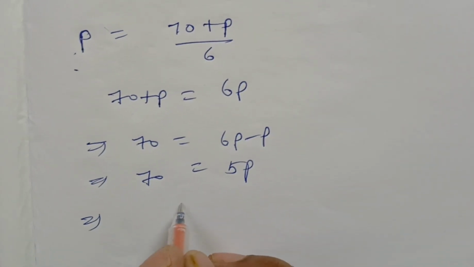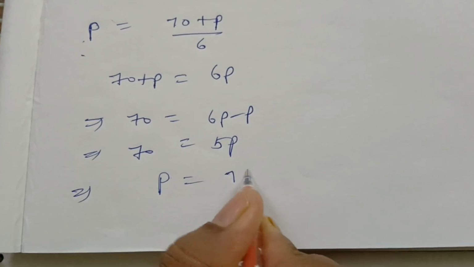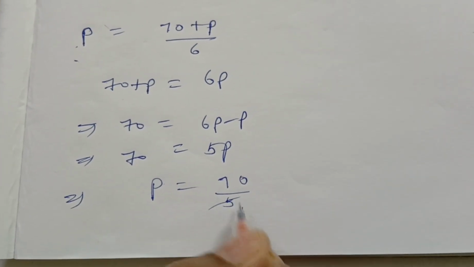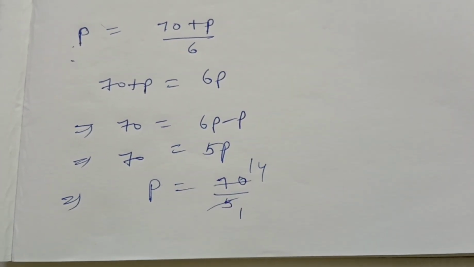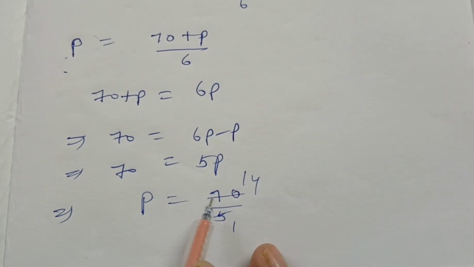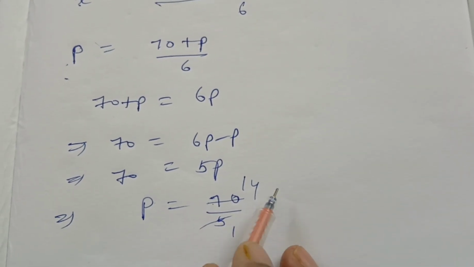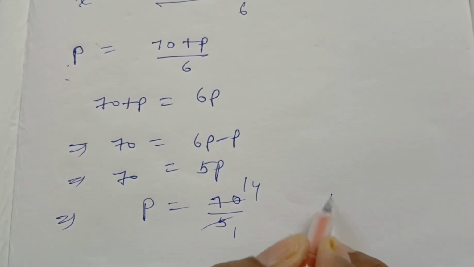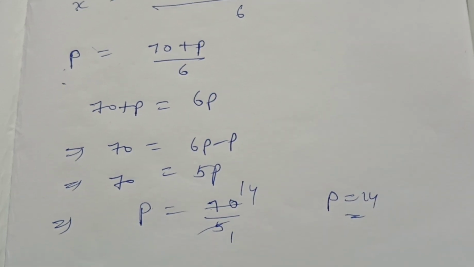Now it makes no difference. Now what is p then? 70 by 5. So 14, 5 14s are 70. Or we can do 5 ones, 5 4s are 20, like that also. P is what now? 14.